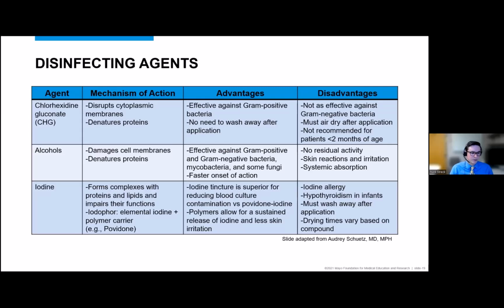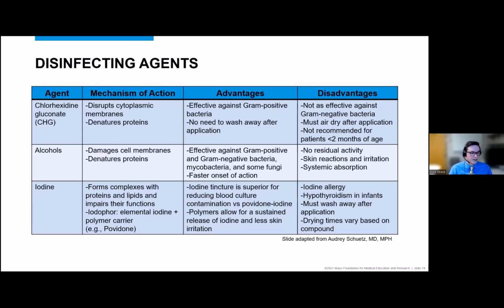Another agent is some sort of alcohol-based disinfecting agent that's commonly used. They have a very similar mechanism of action compared to CHG. The alcohol-based agents do have a little bit wider area of activity of different organisms relative to CHG. A big concern with the alcohol-based, depending on the patient population that you're using, is that it is known to have skin reactions and irritations, as well as potential for systemic absorption. So it is a consideration that institutions have to consider.